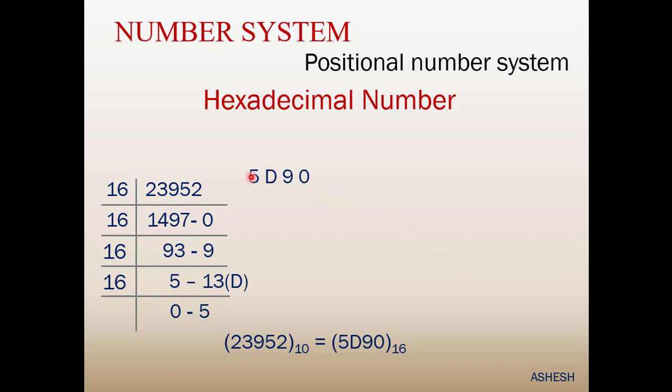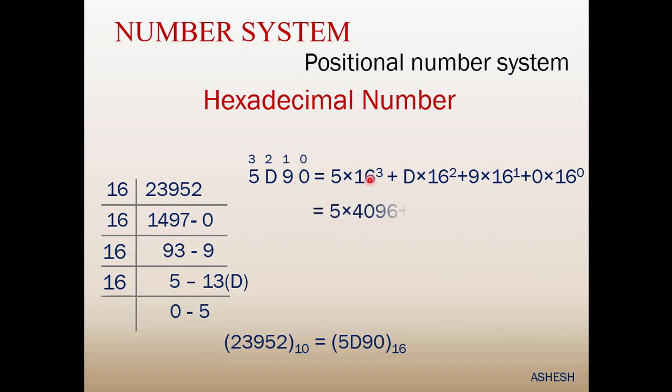To convert that hexadecimal number to decimal number, we have to imagine 0, 1, 2, 3 above the digits. So 5 into 16 to the power 3 plus d into 16 square plus 9 into 16 to the power 1 plus 0 into 16 to the power 0. So 5 into 16 to the power 3, 16 cube equal to 4096, plus d means 13 into 16 square equal to 256, plus 9 into 16, plus 0.